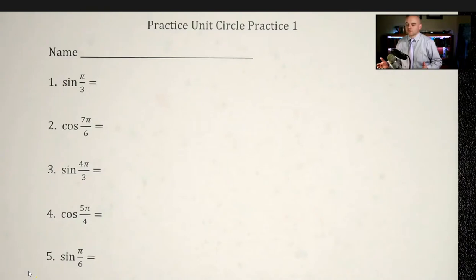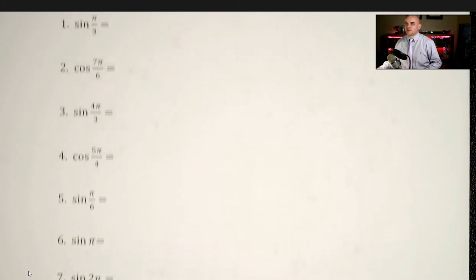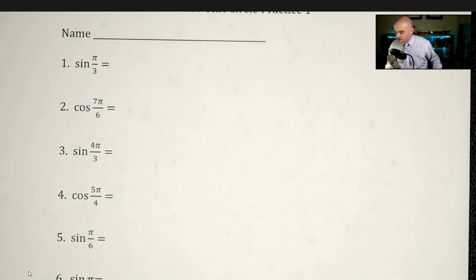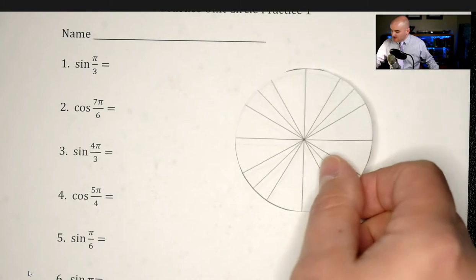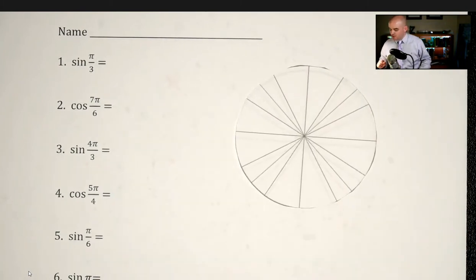So here is our first one right here. There are 10 questions. And I'm going to take you through them and show how I just think about it when I'm given one of these things, how we use everything I've taught you to come up with the actual values. So I kind of have in my head this unit circle. I can't show you what's inside my head, but I can show you what I'm thinking about.